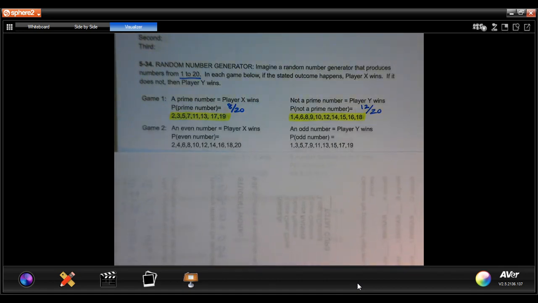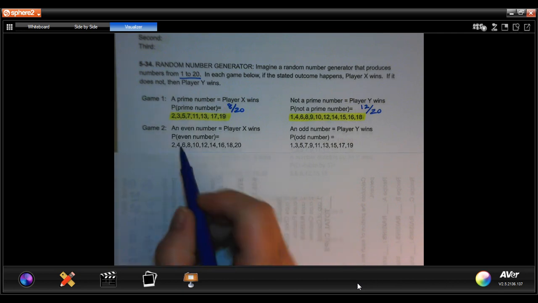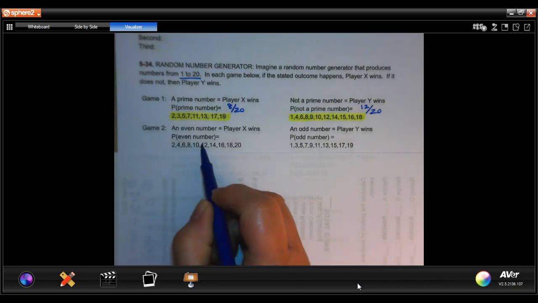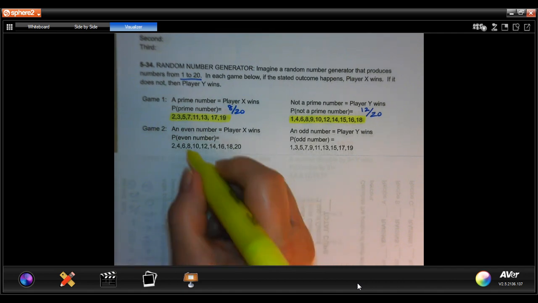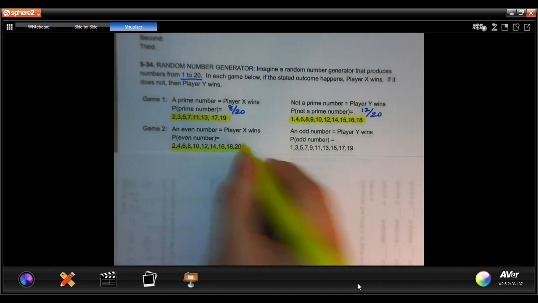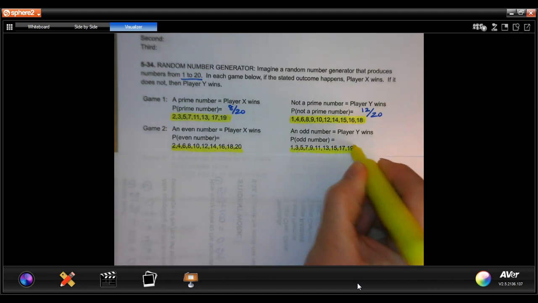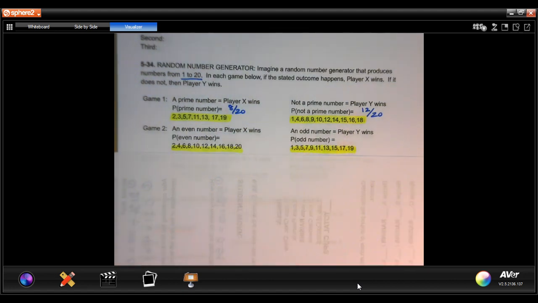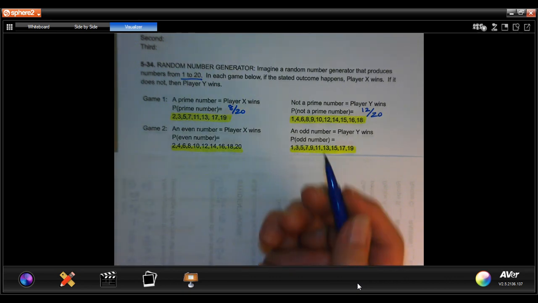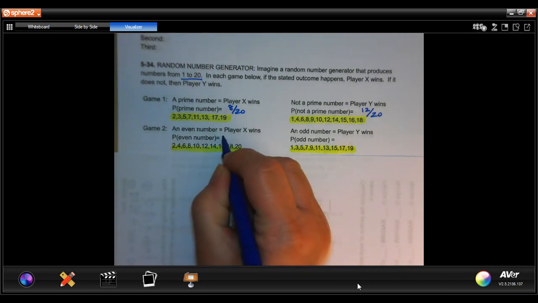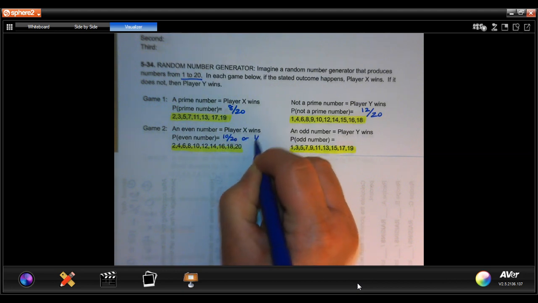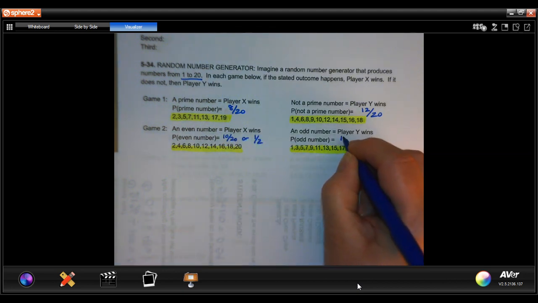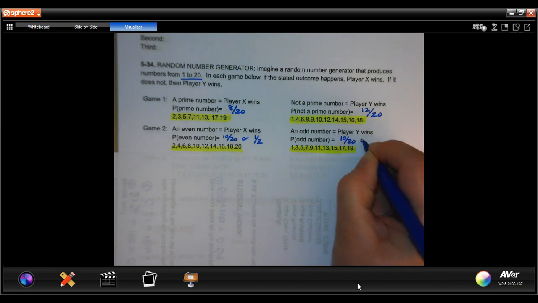In the second game, even numbers, there's 1, 2, 3, 4, 5, 6, 7, 8, 9, 10, and I generated all the even numbers, made a list of them right here. Made a list of the odd numbers over here, because what I'm doing is I am thinking about the probability. It's theoretical probability. So here I've got 10 20ths or 1/2, and the same thing over here.